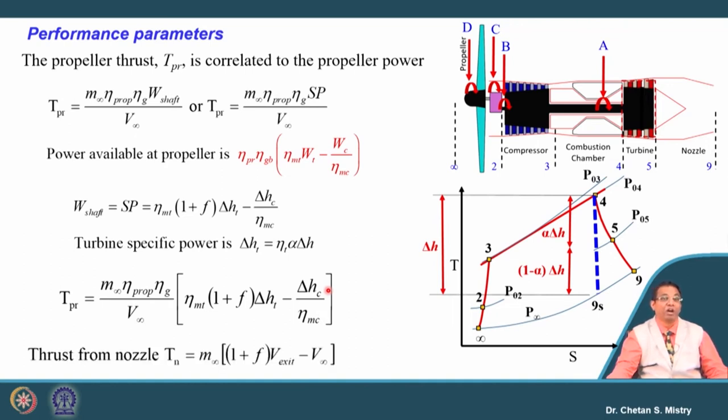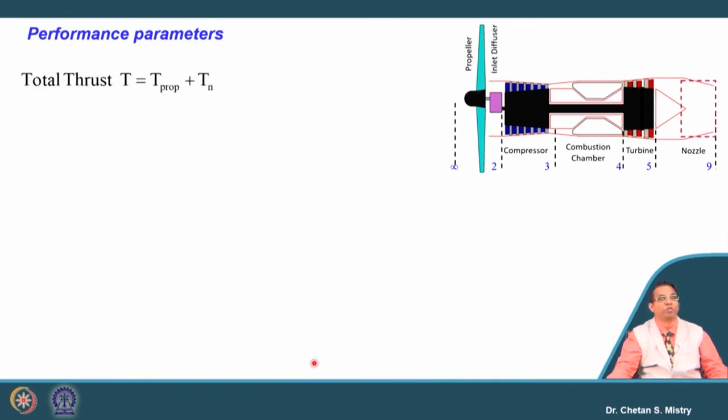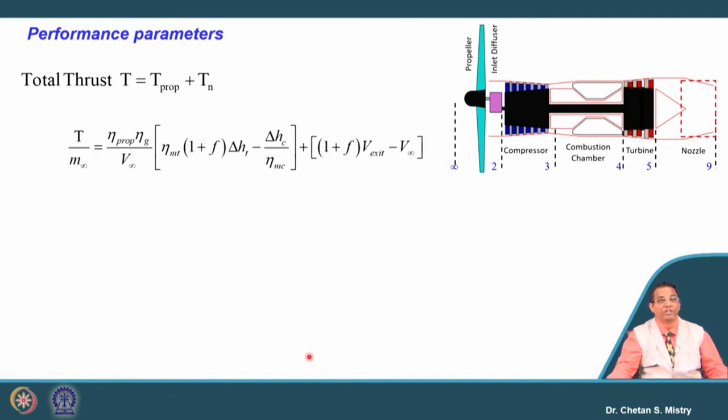Suppose I also have a contribution from the nozzle. If I consider some amount of thrust generated by the nozzle, then this nozzle thrust can be written the same way, as m dot infinity into (1 plus f) V exit minus V infinity, or we can say V9 minus V infinity. So I have thrust generated by the propeller as well as by the nozzle. Let us put it in this formulation: the total thrust is the propeller thrust plus the nozzle thrust, taking m infinity on the other side.